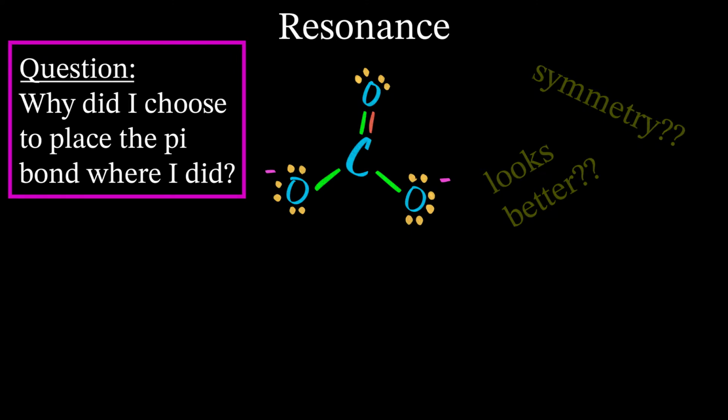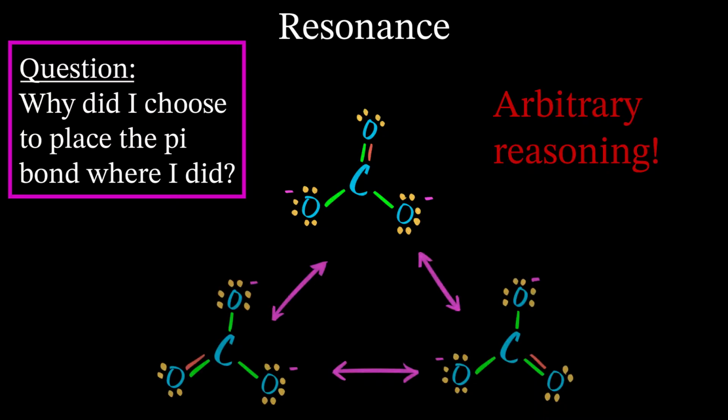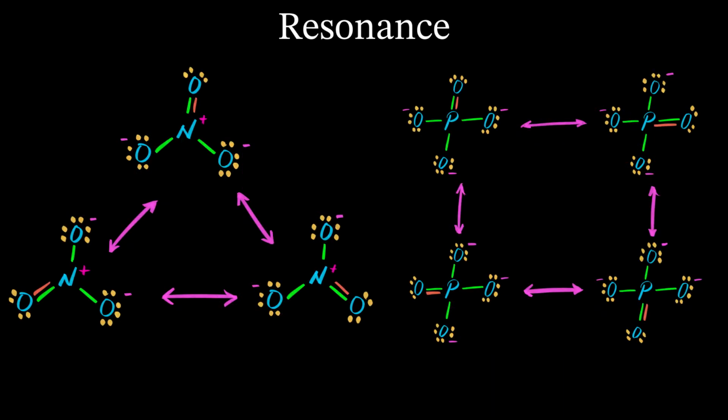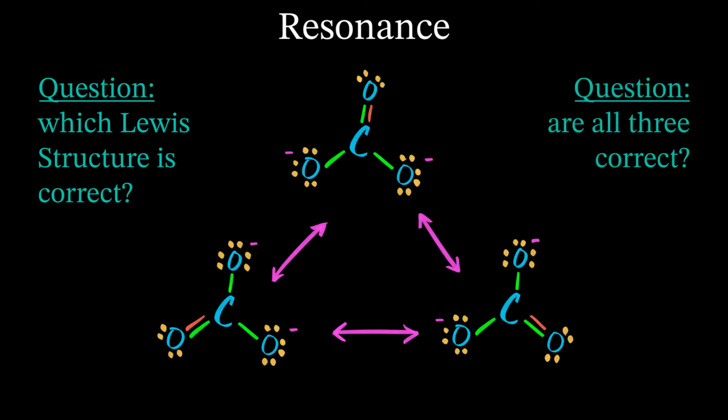So clearly this is an arbitrary reason for why I placed the pi bond exactly where I placed it. It could easily have gone to either of those other two oxygens. If we look at nitrate and phosphate, we would see similar patterns. In general chemistry, this is typically the extent to which we studied resonance. Now the question is, which of these Lewis structures is correct, or are all three correct?